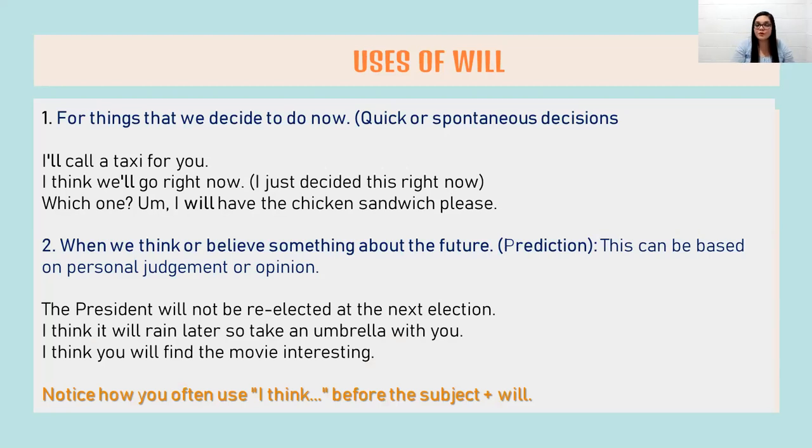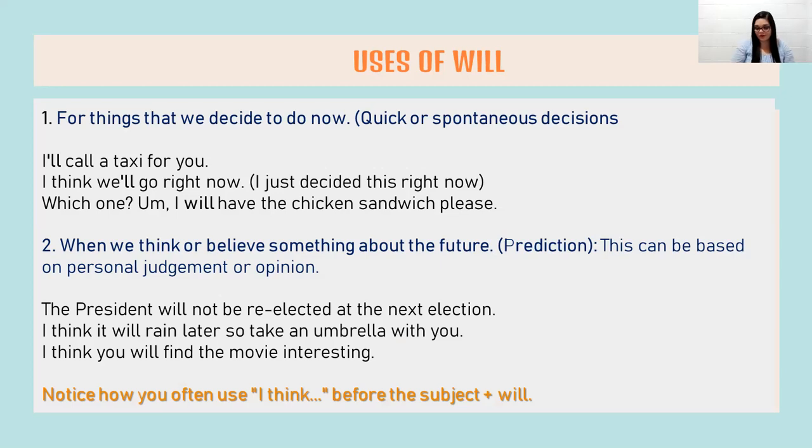Two, when we think or believe something about the future, when we're making predictions, in other words. This can be based on personal judgment or an opinion. Examples, the president will not be re-elected at the next election. You're making just a prediction, but you're not sure about it. I think it will rain later, so take an umbrella with you. I think you will find a movie interesting. Notice that you're using I think before the subject and the verb will plus the base form of the verb.